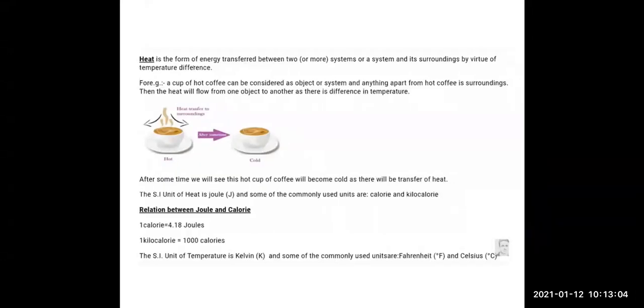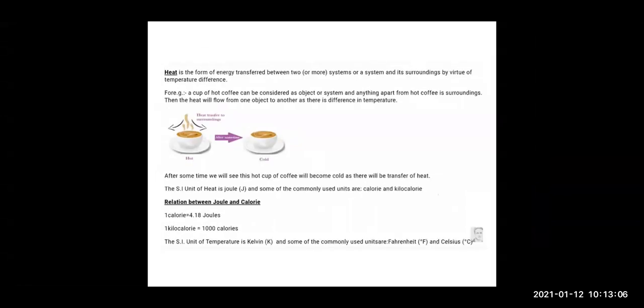Now let's talk about heat. So then basically what is heat? We know heat is energy. So heat is a form of energy, right? Which can be transferred from one substance to another, from one system to another. Why? Because of the difference in the temperature.